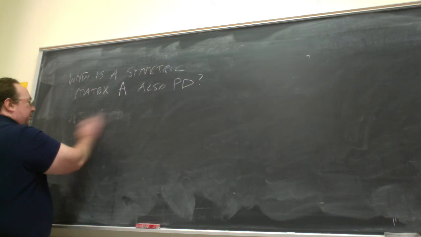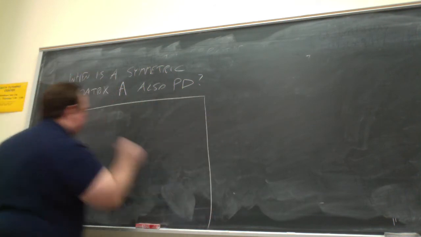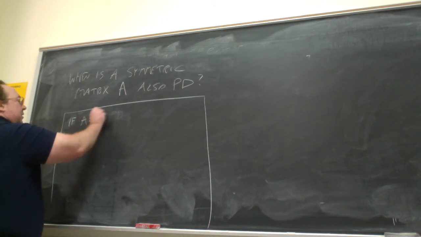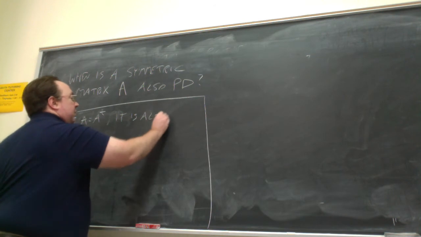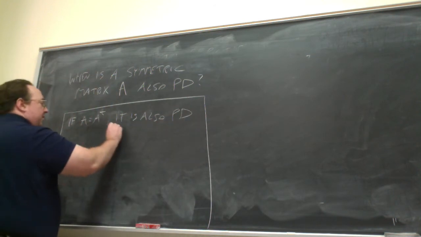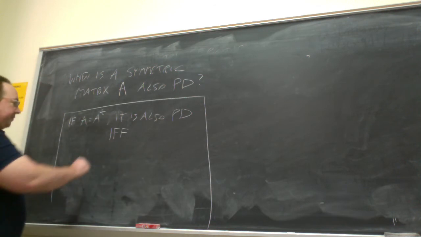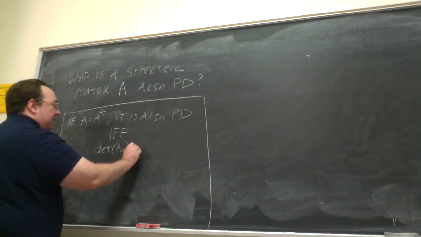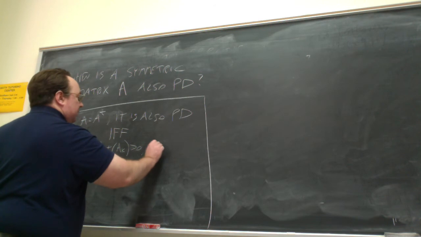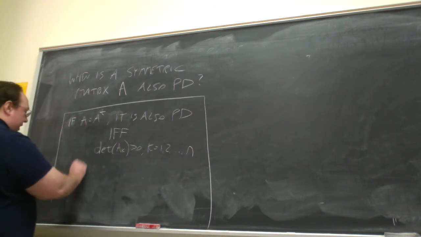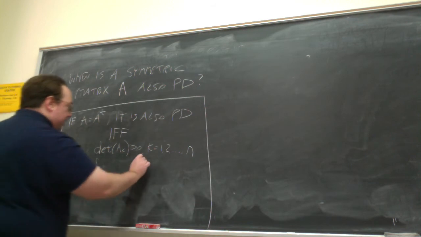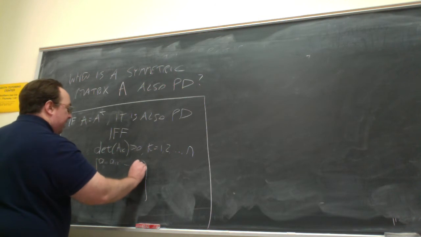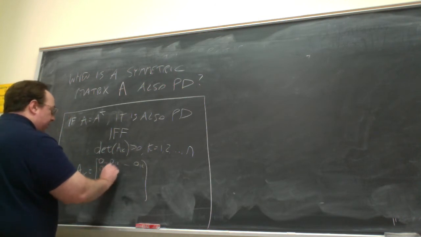Okay, I'm going to use a box here and make it a self-contained statement. A symmetric matrix A is also positive definite if and only if the determinants of these matrices, which I'm about to define, A sub k, are positive for k equals 1 to n, where A_k is just the upper left k by k block of A. So you're just taking the first k rows and columns.